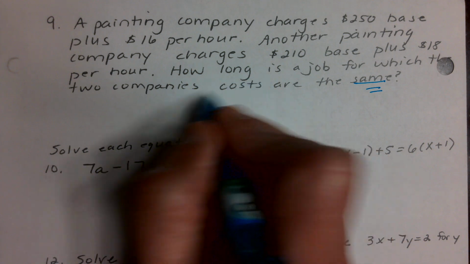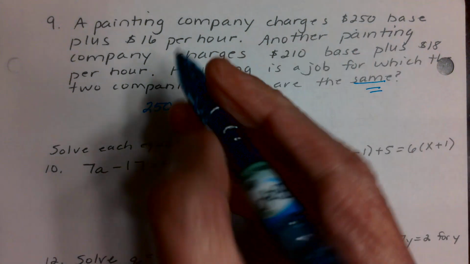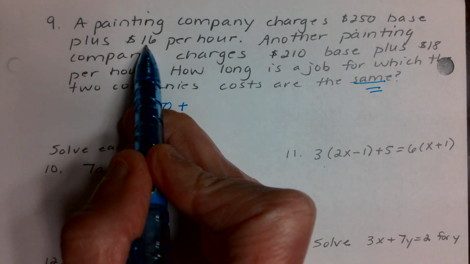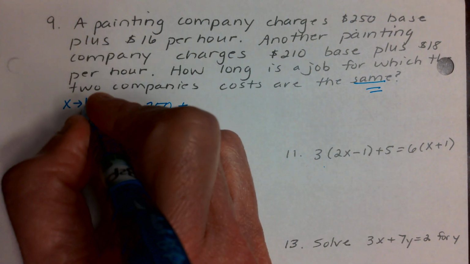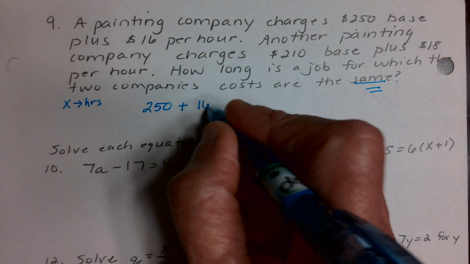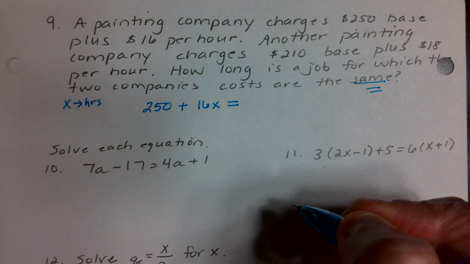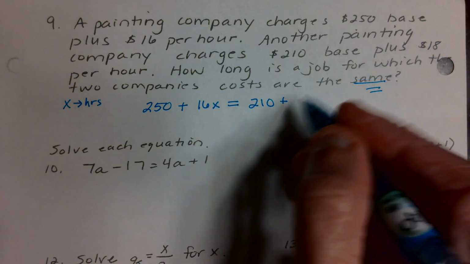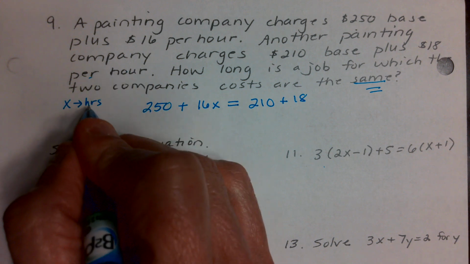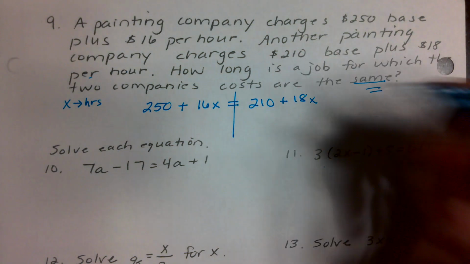So let's see. We got $250 base, straight up, plus 16 per hour. So I'm going to make X be my hours. And I'm going to say plus 16X. Now I'm going to set that equal to the other company, which is 210 plus 18 per hour, which is 18X. I'm going to solve, and this is going to tell me at what hours they're the same.